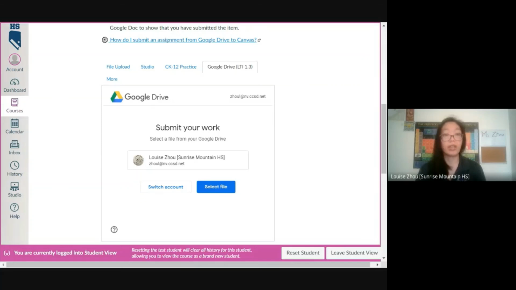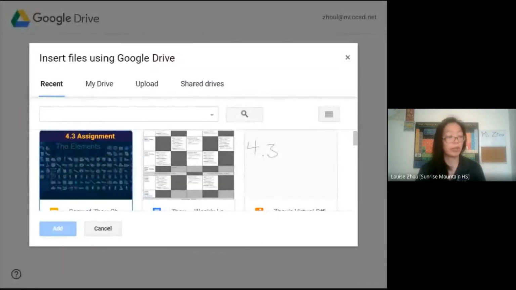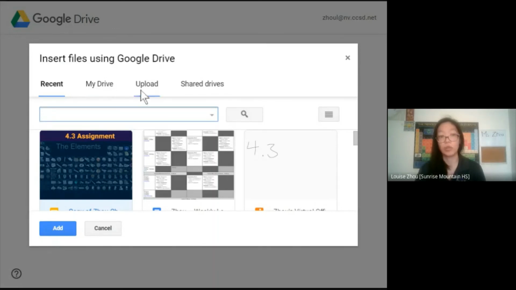When you click on select file, it will open a page that looks something like this so that you can choose the assignment. So it's kind of important that you know where to find your assignments. Hopefully it shows up in recent because you just finished it. Otherwise, you'll have to either know the names, you can search for it, or you're going to have to search through your whole drive looking for it.